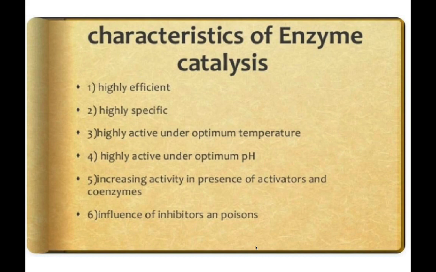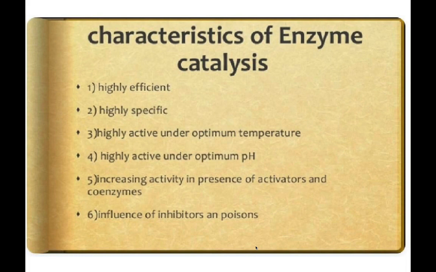So what are the characteristics of enzyme catalysis? First, it is highly efficient. Second, it is highly specific. Then it is highly active at optimum temperature, and highly active at optimum pH. Then there is increased activity in the presence of activators and coenzymes, and the influence of inhibitors and poisons.